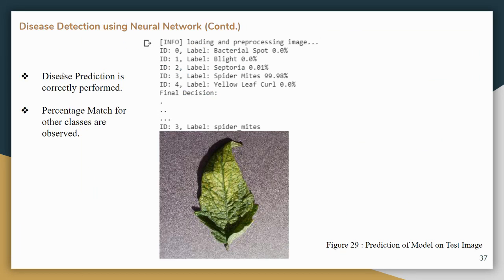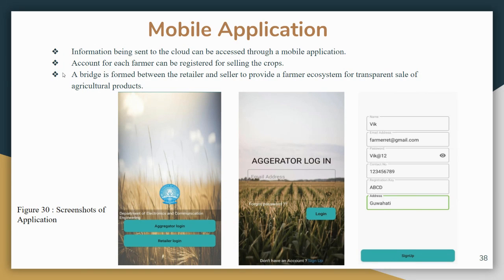After this, we have also introduced the mobile application for our project. All this information that is computed from the system is sent to the cloud so that it can be accessed through a mobile application. This mobile application not only gives all the parameters that we have calculated from the previous systems, it also acts as a bridge between the retailer and the seller to provide the farmer an ecosystem for transparent sale of their agricultural products. Here the farmer can register for selling their crops as well as getting the information for their particular crop using the system.